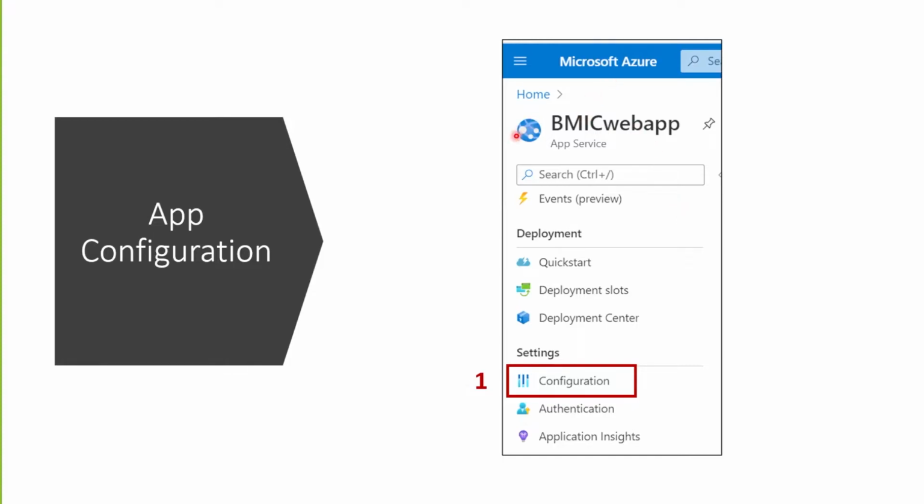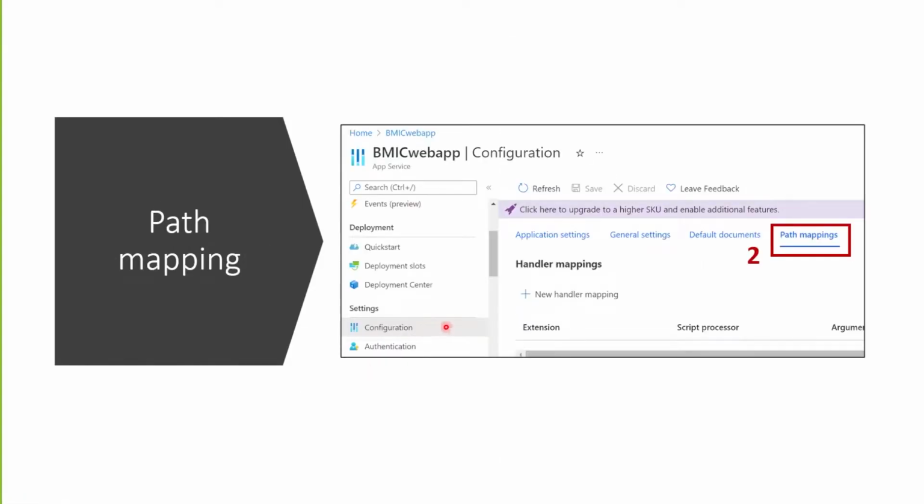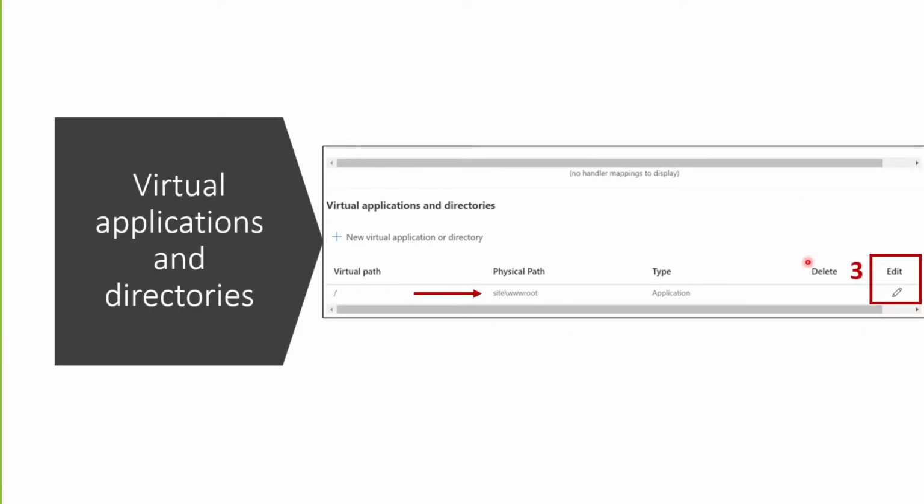So in order to change this configuration, you go to your Microsoft Azure account, you go to the app service that needs to have the configuration change and select configuration. The next step is to go to the path mapping under configuration and select the path mapping. Under that path mapping, you have to scroll down until you get to virtual applications and directories. And you can see here that the site physical path is at the site root.